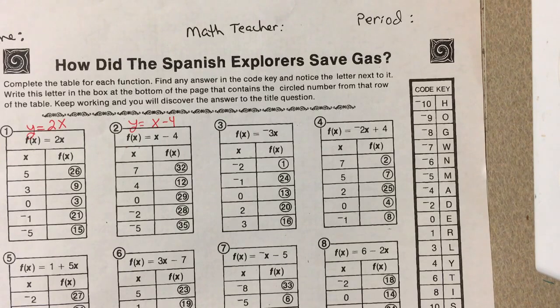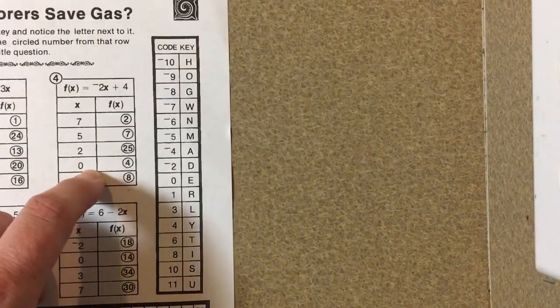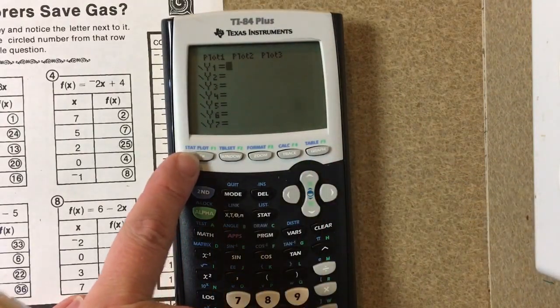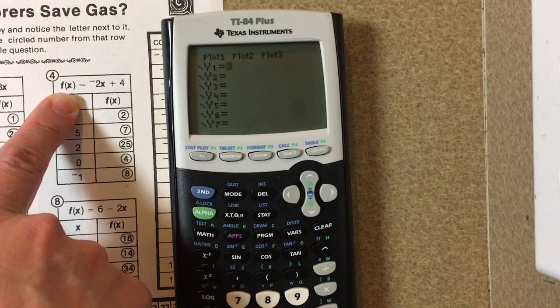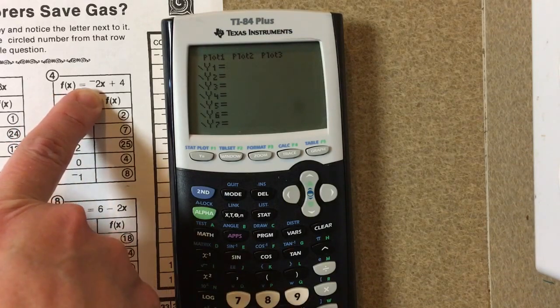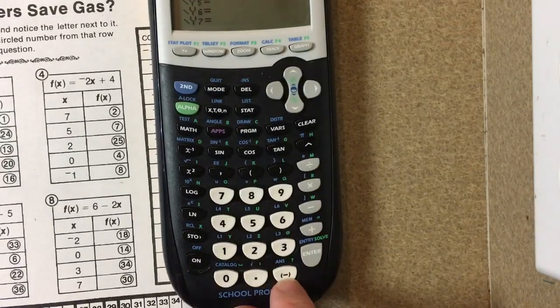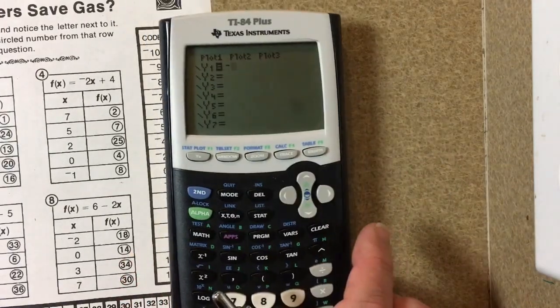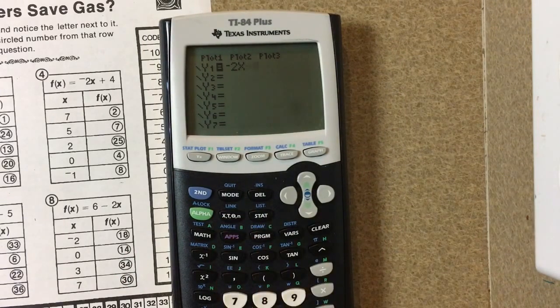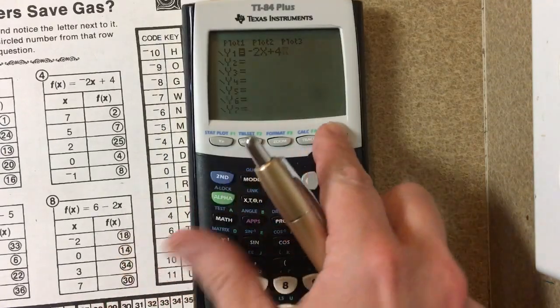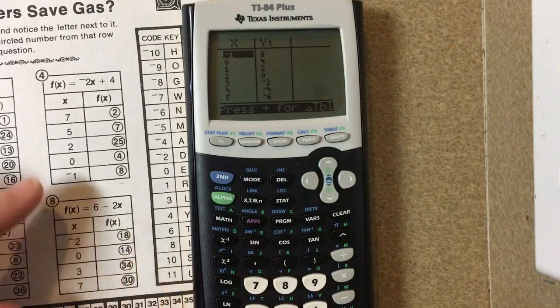Okay, so you're going to need to take your calculator, and we're going to put these into the y equal. I'm just going to go ahead and work number 4 with you. So in your calculator, go to your y equal, and we're going to put this f of x, just pretend it's y. And this is a negative 2x, so since the negative's by the equal sign, we use the negative that's down at the bottom under the 3. So we have negative 2x plus 4. And again, I'm going to hit second graph just like we did yesterday. Okay, so that's going to give me my table of values.